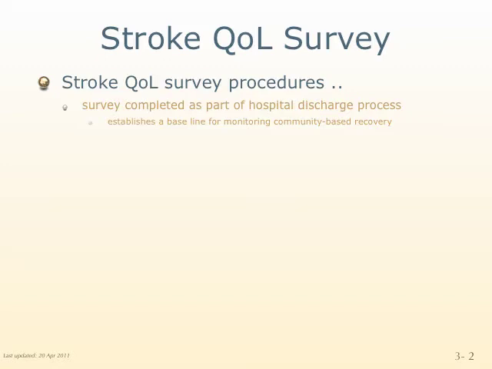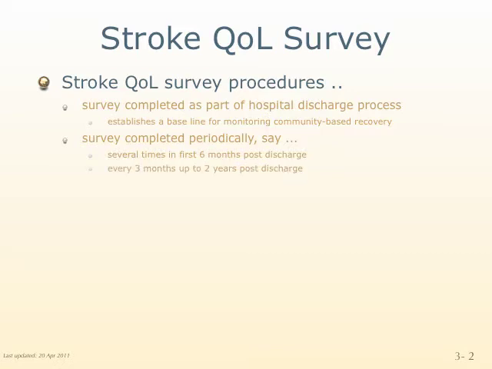Then, the Stroke Quality of Life Survey should be completed periodically according to a planned schedule, which might be several times in the first 6 months post-discharge, then every 3 months up to 2 years post-discharge, and then every 6 months until a satisfactory quality of life is achieved by the stroke survivor.